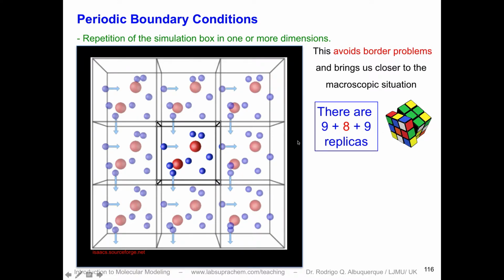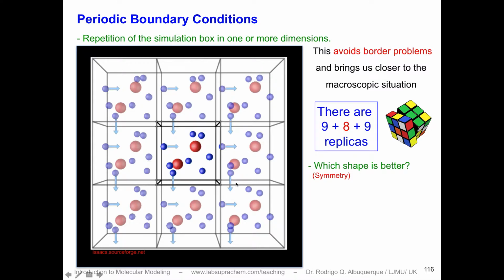This central box, you cannot see here, but it would be in the middle of this cube. So in fact we have 9 plus 9, 18, plus 8, 26 surrounding boxes around the central box. This of course increases computational time, but it solves other problems. This box, as you see, is a cube. It could have many other shapes.